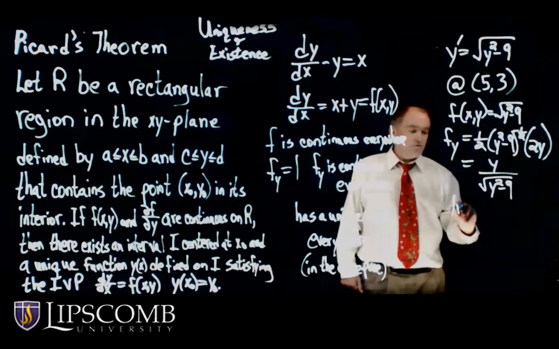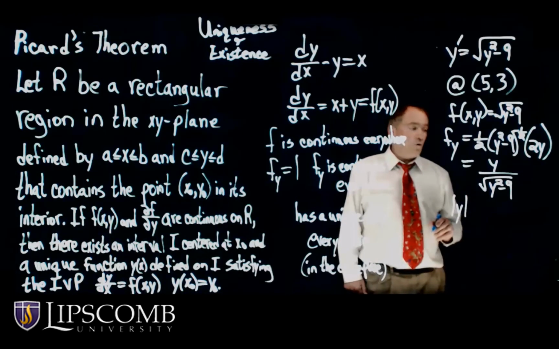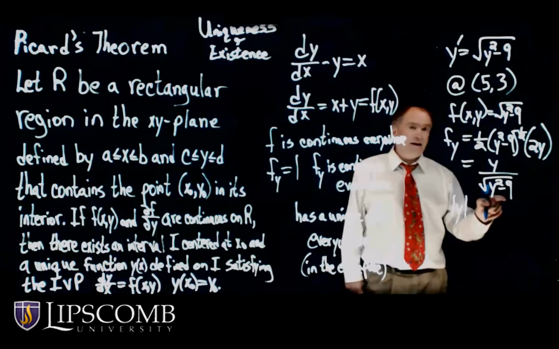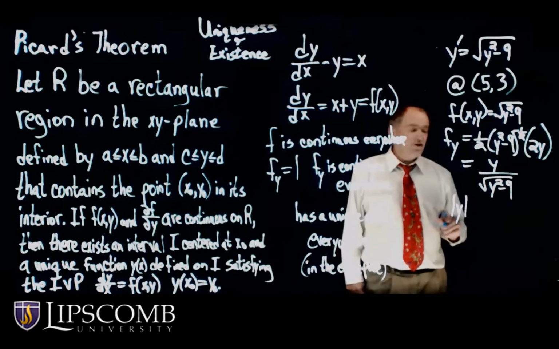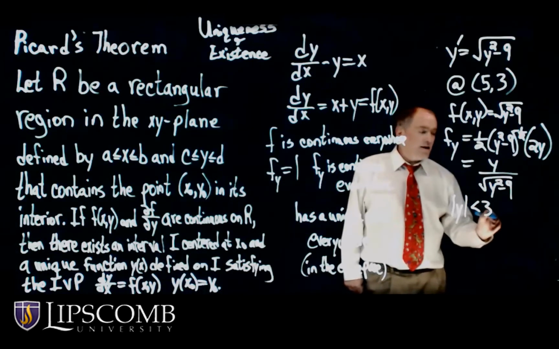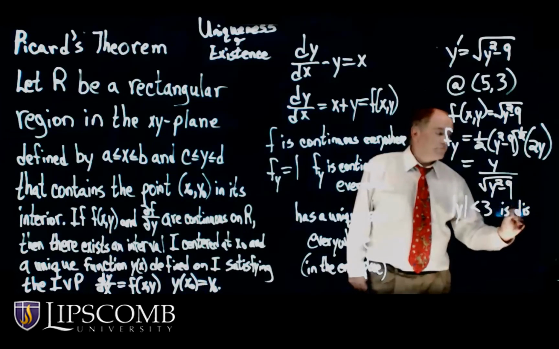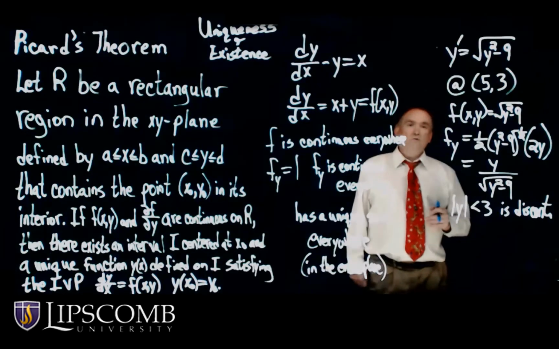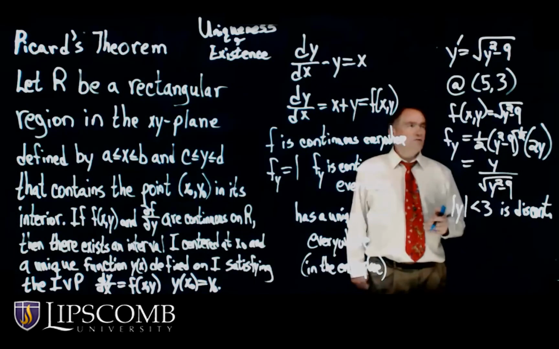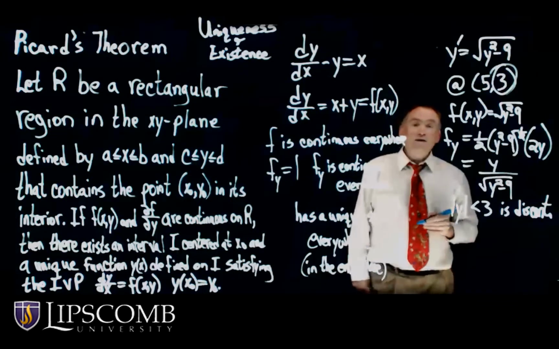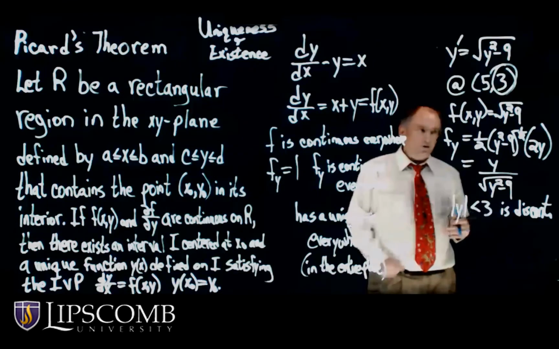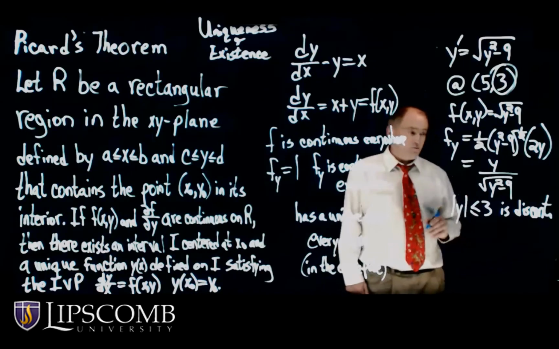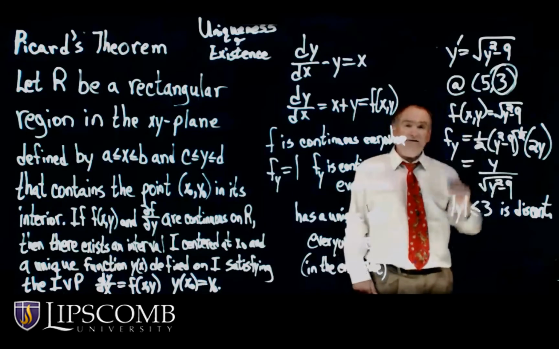Well, it's only continuous when the absolute value of y is greater than 3. This is in the denominator, so I can't have it equal to 3 because I can't have a 0. So less than 3 is discontinuous. The absolute value of y less than 3 makes this discontinuous. Well, look at my y. My y is 3. I can't approach it. I can't even plug in 3 here. So that's less than or equal to 3. It's discontinuous. That's at 3.